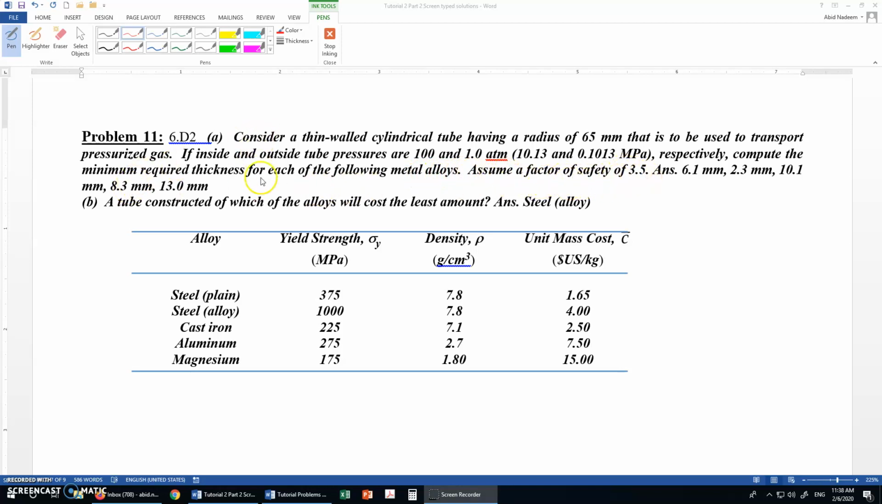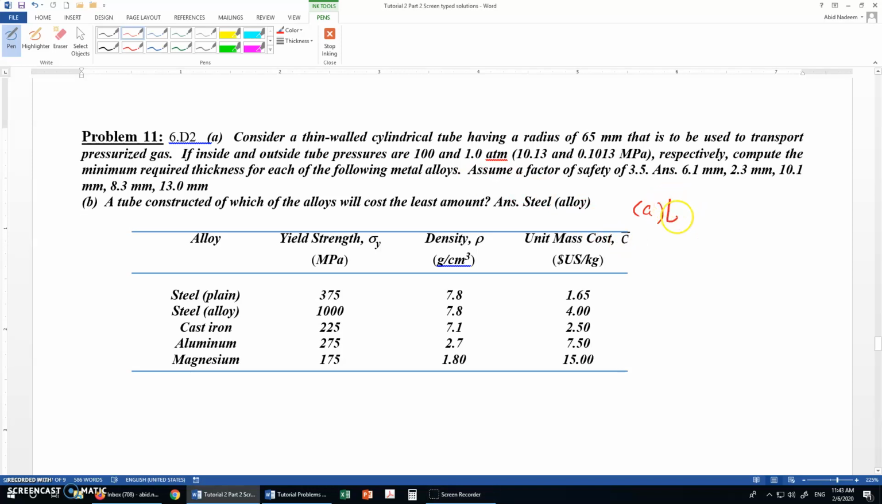So in part A we need to find the thickness of the tubes in case we make these tubes from these alloys. Based on the properties of these alloys, the thickness will vary. And in part B, a tube constructed of which of the alloys will cost the least amount. So for part A, we need to know the thickness.